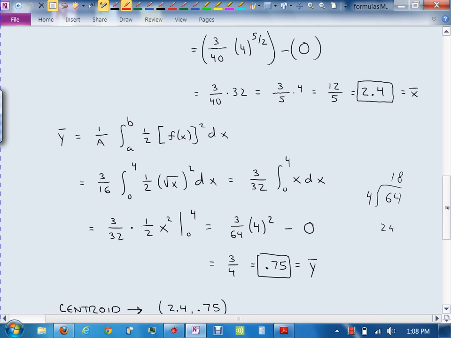That's what I'm going to ask you to do on a test. All right? I'm just going to give you a region, and then you have to compute the centroid. Not going to get any more complicated than that.